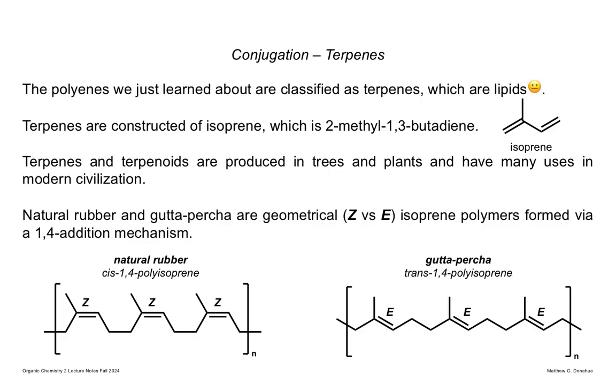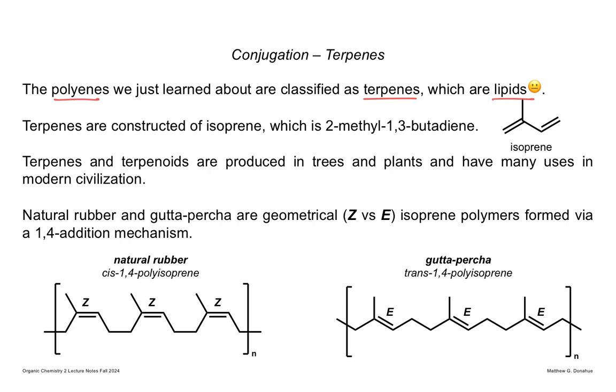So they messed around with a lot of plants. They extracted things. They figured out the structures. They did combustion analysis to figure out molecular formulas, that sort of thing. The polyenes that we saw are classified as terpenes. And terpenes are further classified as lipids. So lipids gets into your biochemistry, cell wall membranes, that sort of thing.